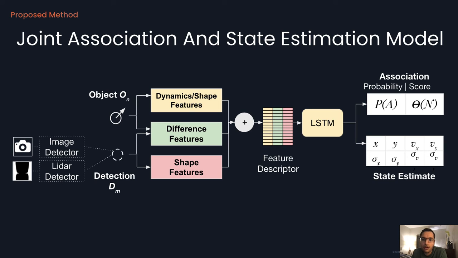The association probability is set to 1 for object detection pairs that overlap with the same label, above a certain threshold. We also regress the score for this object detection pair, which is based on the distance between the label centroid and the centroid of the objects and the detection. For learning the state estimate, we regress the x and y position of the object along with its velocity. We also regress the corresponding uncertainty for each state variable.